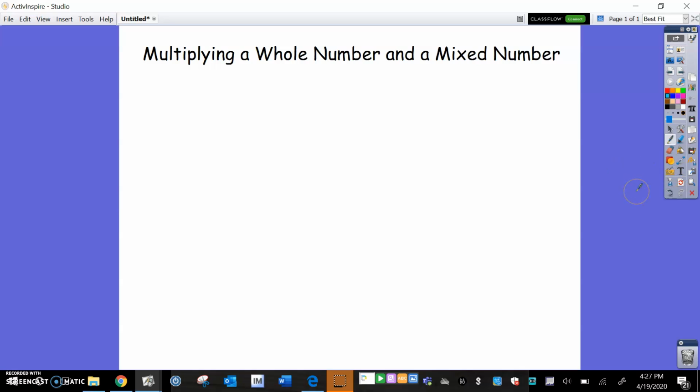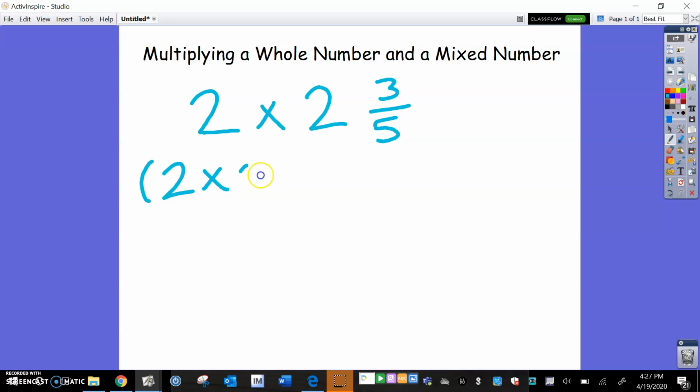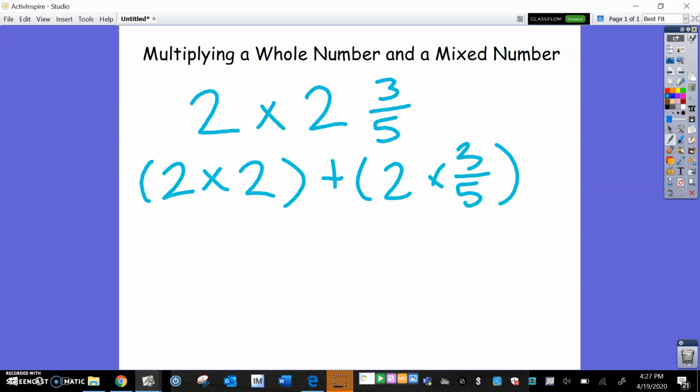All right, let's look at another problem. 2 times 2 and 3/5. All right, again, I'm going to be splitting this up using the distributive property. I have 2 times 2 here, plus 2 times 3/5 here. I just took this 2 and I used it in each space. So my first step is 2 times 2 equals 4. My next step is 2 times 3/5. 2 times 3 is 6. 1 times 5 is 5.